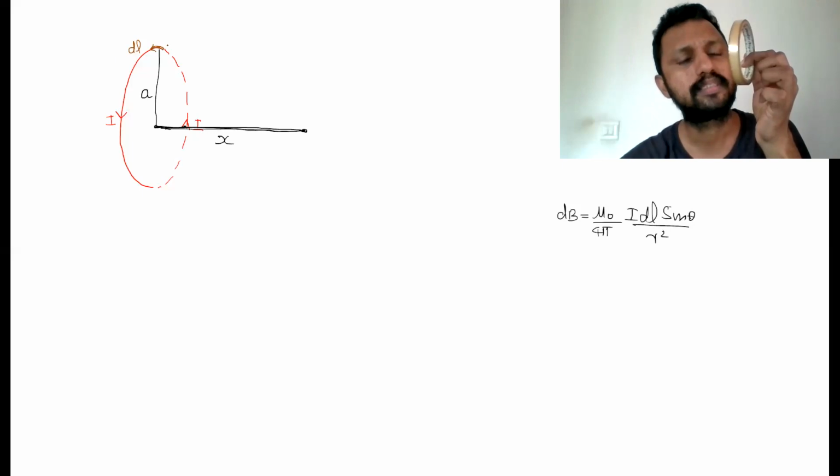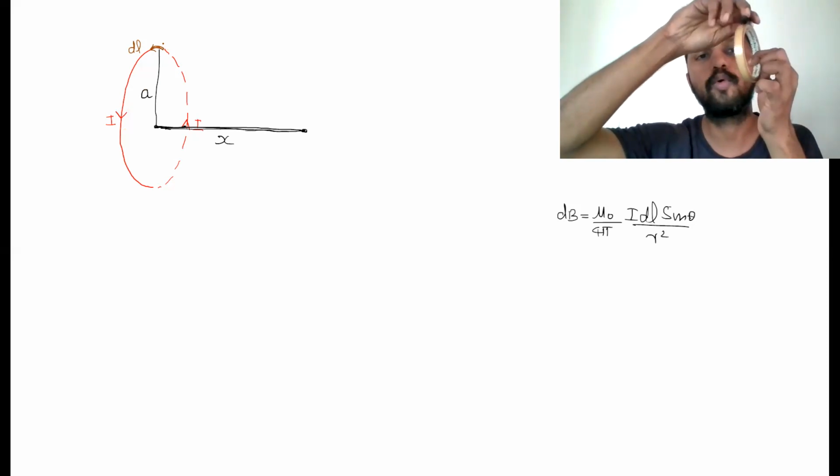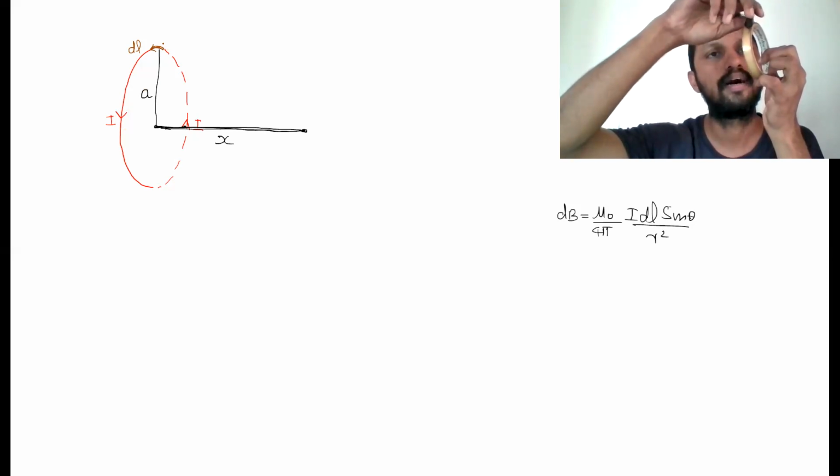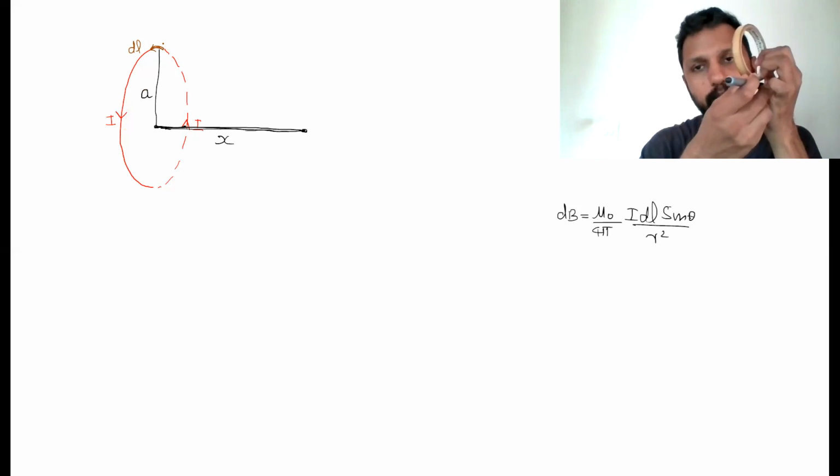The loop is perpendicular to the screen. Therefore, the direction of dl is not like this. It is actually outwards. ഇവിടെ dl outwards ആണ്. ആ dl ഇങ്ങനെ പോയി ഇവിടെ എത്തുമ്പോൾ dl inwards ആവും.